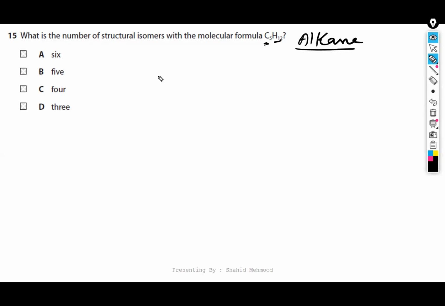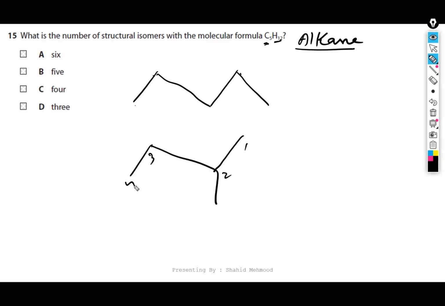Now, to save time, you can easily draw their skeletal formula. So 1, 2, 3, 4, 5, one isomer. Then remove 1 carbon and take it to the branch. So this is 1, 2, 3, and 4. So 2-methyl butane. Again, remove 1 more carbon and do like this. So 1, 2, 3, 2,2-dimethyl propane. So the total number of possible isomers is 3. So the correct option is option D.